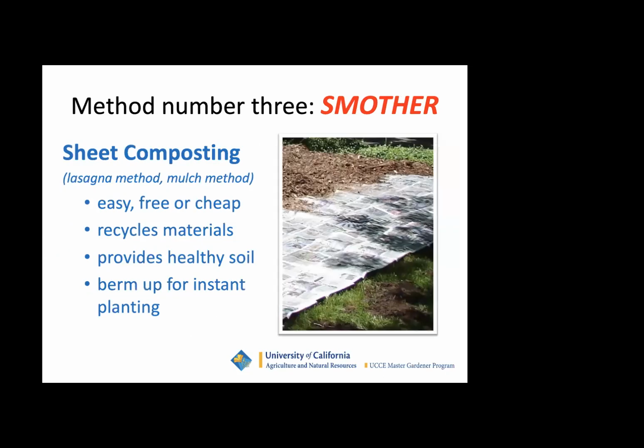Then we're going to talk about this third method that we recommend, and this is called sheet composting or sheet mulching, sometimes it's referred to. You also hear it called the lasagna method, which you'll see in a minute. It can even be a free or very inexpensive method. You can recycle material that you already have. It helps build healthy soil. It's terrific for soil. And you can berm it up, mound it up a little bit so that you can plant in it instantly.